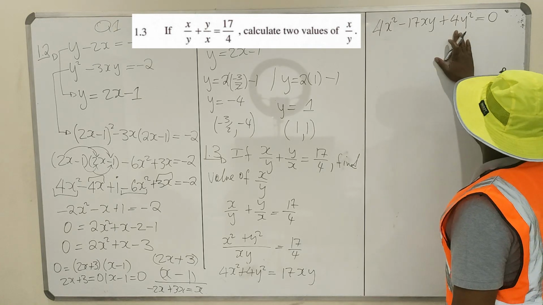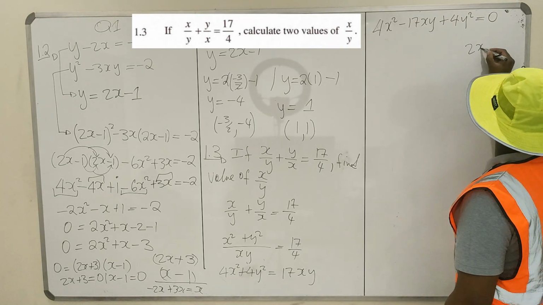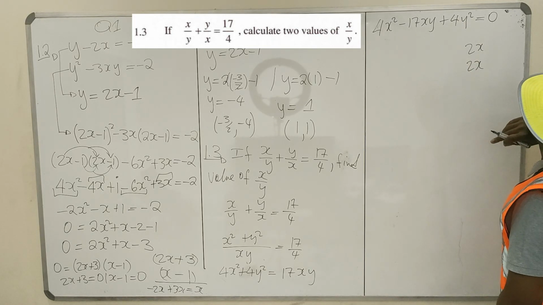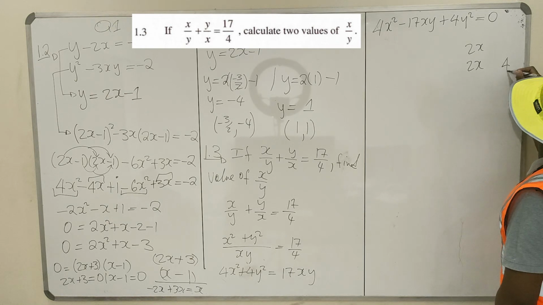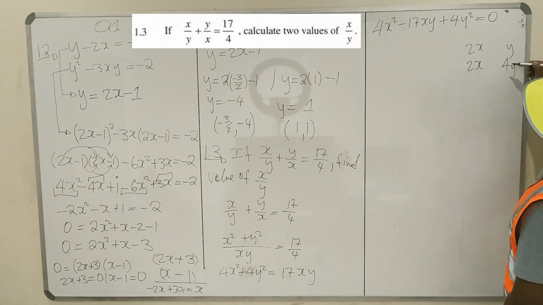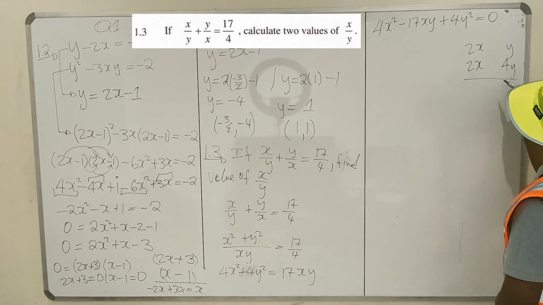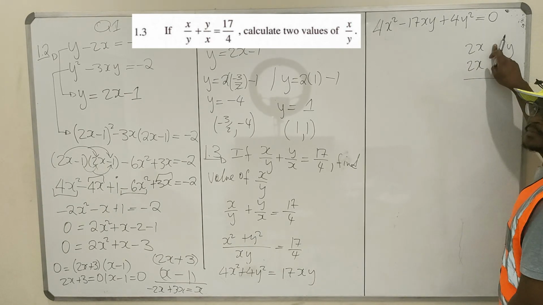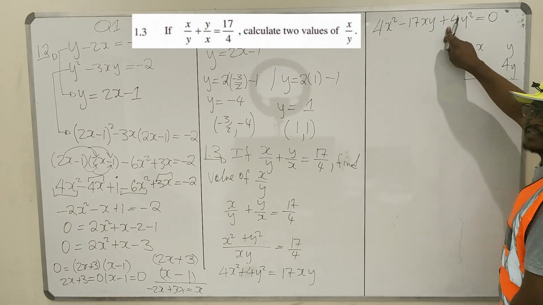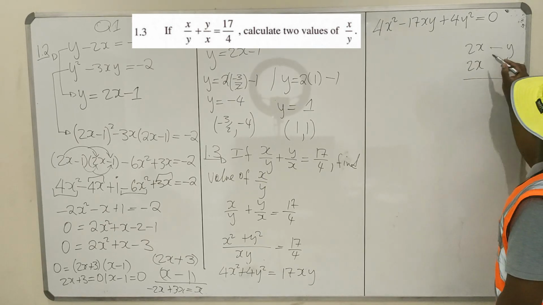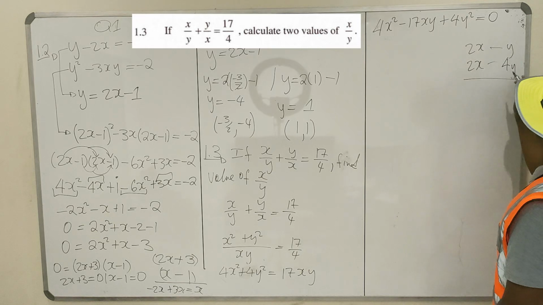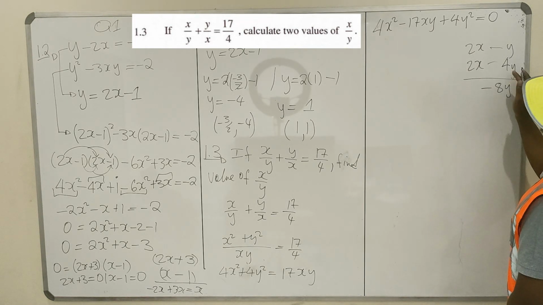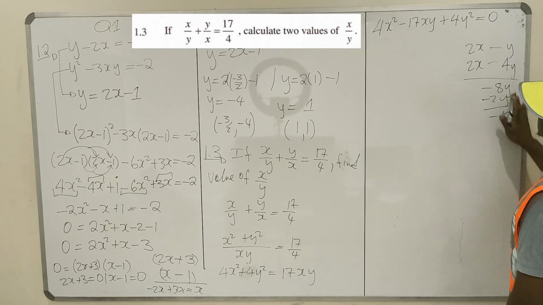Let's try to factorize this, right? So the factors of this are 2x and 2x, this times this is 4x squared. The factors of this guy here, what are they? We want to get 17, so we'll say 4y and y. So this times this is 4y squared. Since this one is positive, the signs here are the same, so when you multiply these two, they give you a positive. But since the middle term is negative, both of them are negative, right? So this times this is minus 8y. This times this is minus 2y. So this gives us minus 10y. So these factors are not correct.